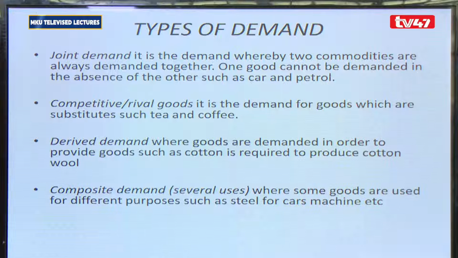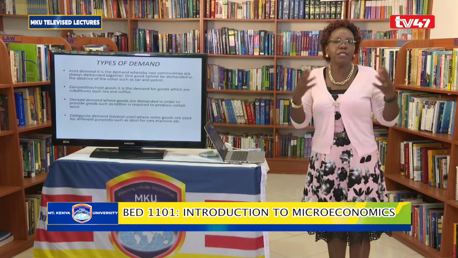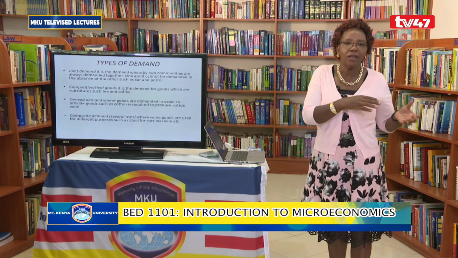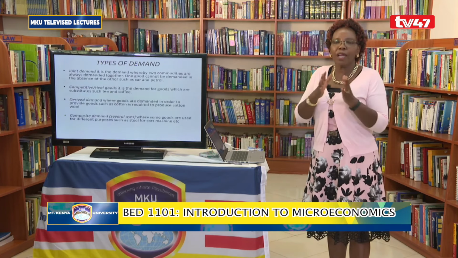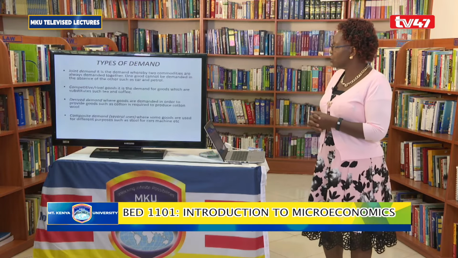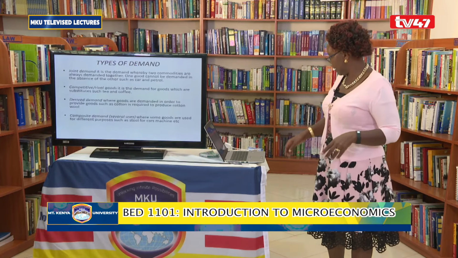Then we have composite demand, where goods are used for different purposes. When I buy, for example, some metal, I may use it to hammer a nail. I may use it to construct. One product can be put into different uses, and this creates what we call the composite demand.